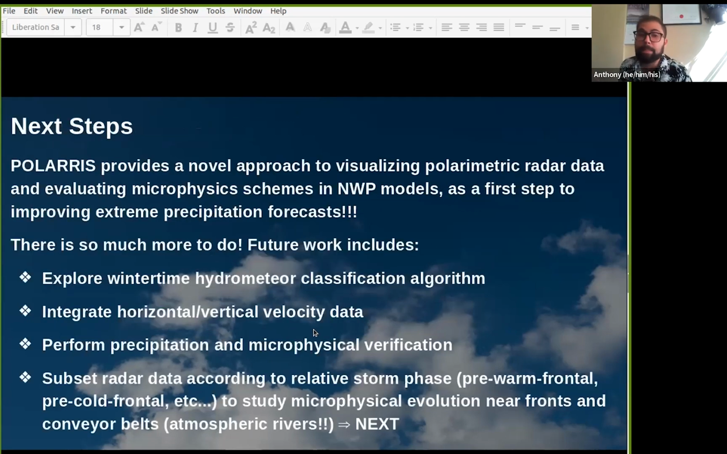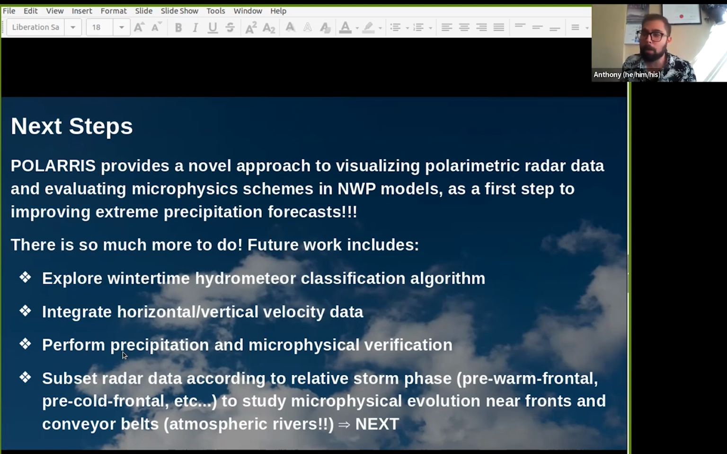And there are many next things to do as well. So Polaris does provide a novel approach to visualizing polarimetric radar data and evaluating microphysics schemes as well. But there's more to do. I want to explore looking at a wintertime hydrometeor classification developed at CSU, because it actually includes things like dendrites and other kinds of columns, as opposed to things like hail and big drops, which for these kinds of cases are not really occurring. I want to integrate other velocity data.